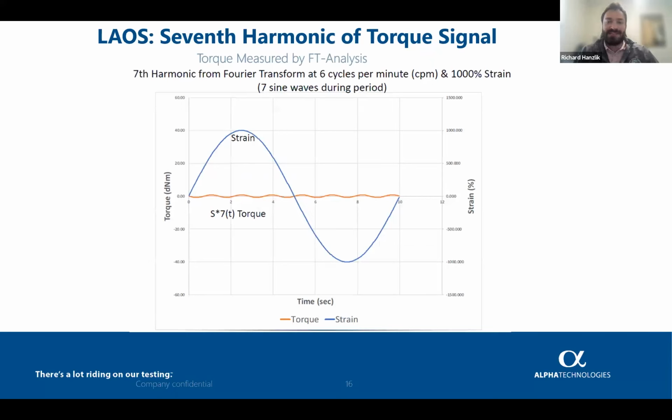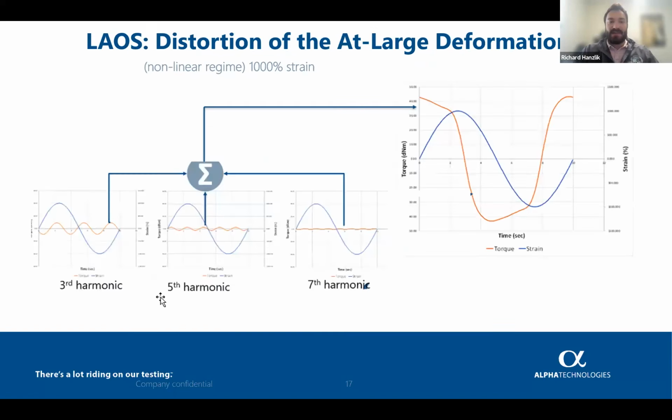So as you can see from these trends, the intensity of the odd harmonic contribution decreases significantly as we go from 1 through 9. And then by adding all of the odd higher harmonics of the torque, the first, third, fifth, seventh, and ninth, you can get the real torque signal of your material when you apply the high strain.